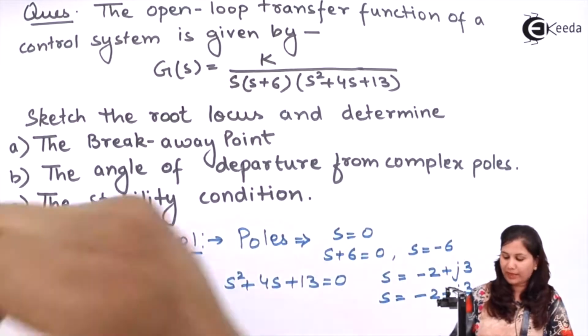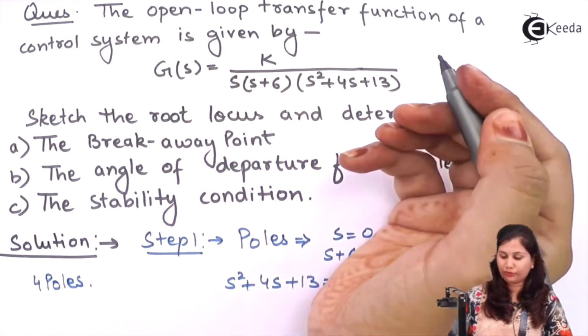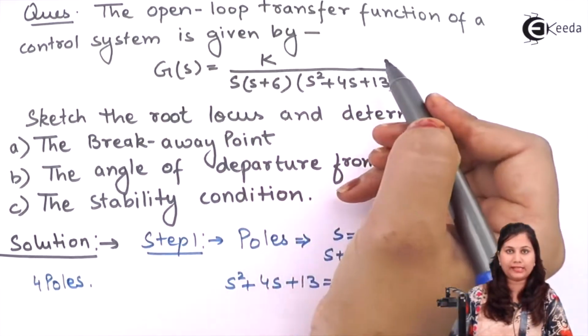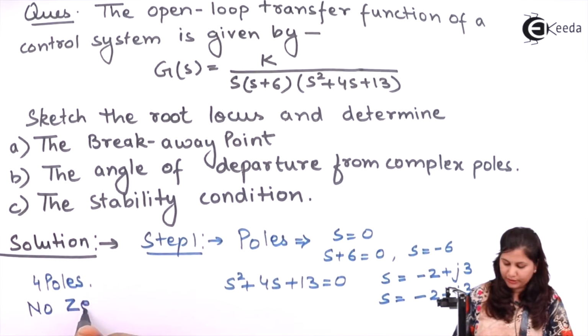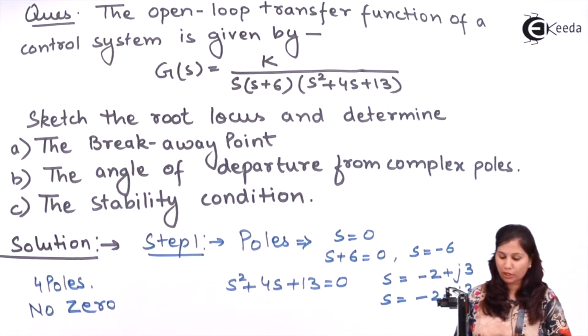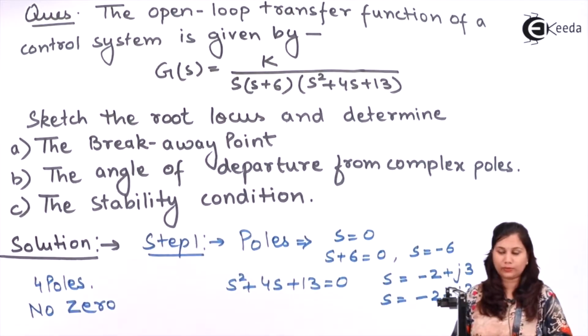And for zeros, we have to equate the numerator to 0. We are having no terms here of s. So we are having no zero for this system. 4 poles and no zero.